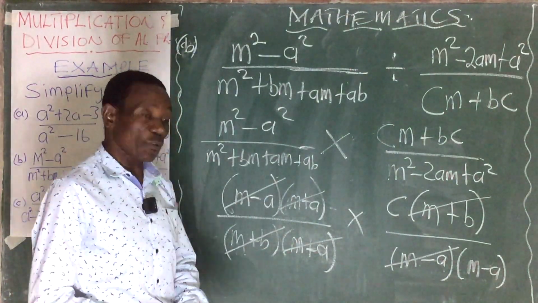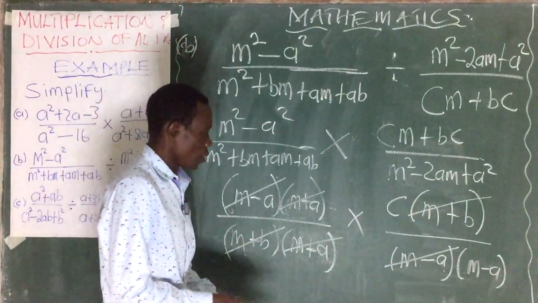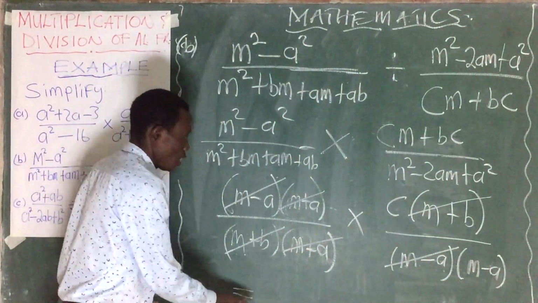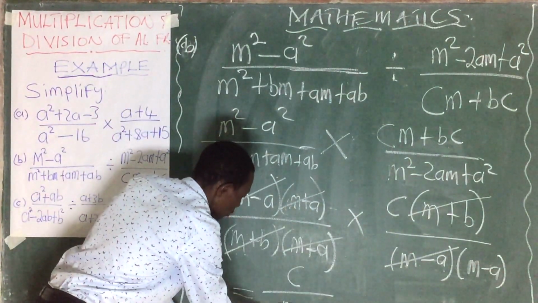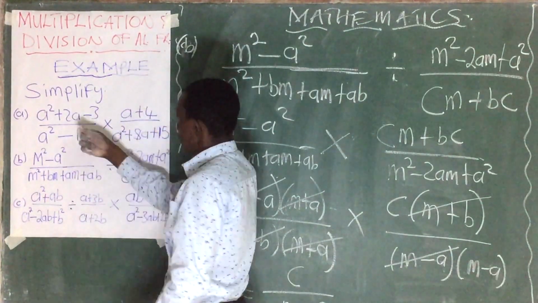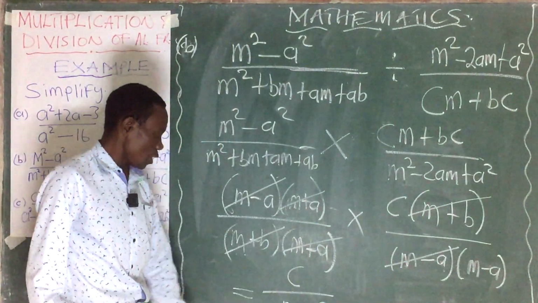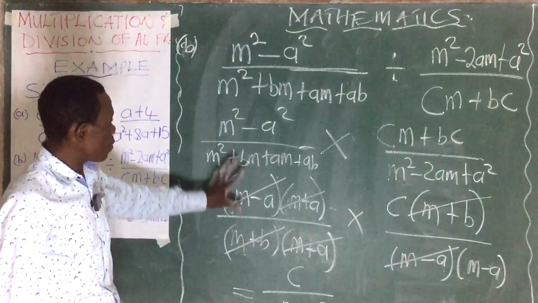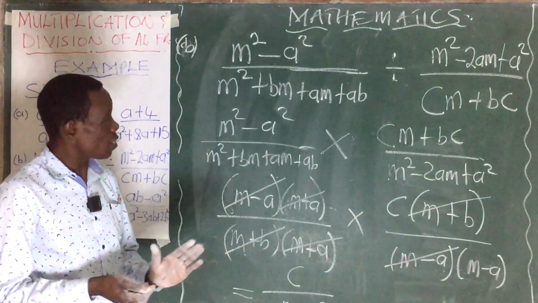On top, what are we remaining with? We just remain with C. Down here, what do we have? We have m minus a. So the solution to this is C over m minus a. So the solution to this one divided by this, the answer we have is C over m minus a.